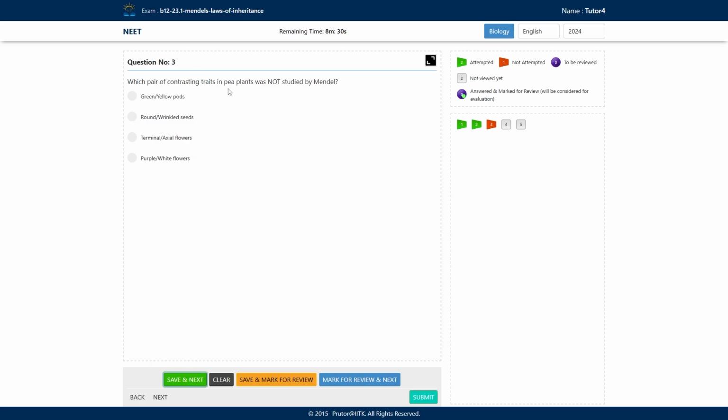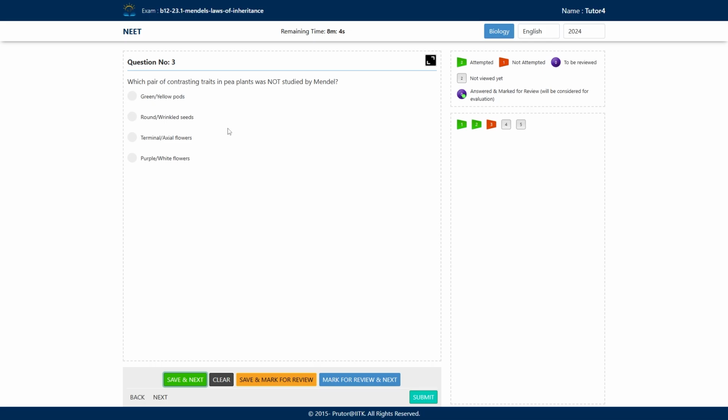Next question, which pair of contrasting traits in pea plant was not studied by Mendel? So Mendel studied 7 pairs of contrasting characters. He chose 7 pairs of contrasting characters. Which of the traits was not studied by Mendel? Green and yellow pods, round and wrinkled seed, terminal and axial flowers, and purple and white flowers.